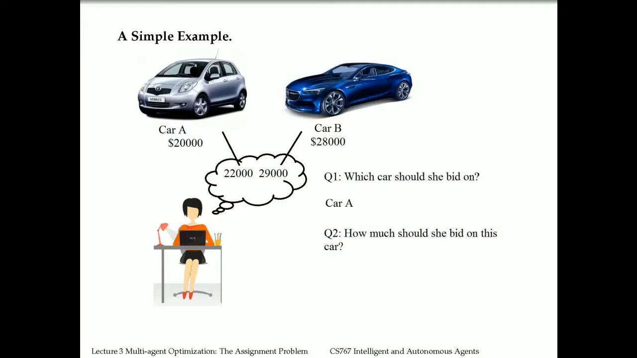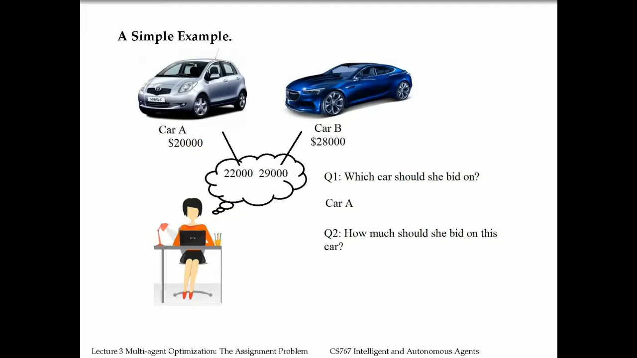So if you think about it, car A will give the agent a net utility of $2,000, and car B will give the agent a net utility of $1,000. So the question is, which car should she bid on? Very naturally, she should bid on car A because that gives a higher utility. So the next question is, how much should she bid on car A?